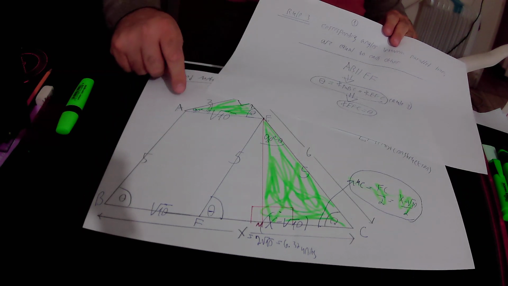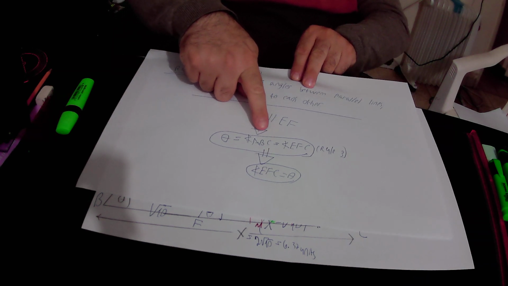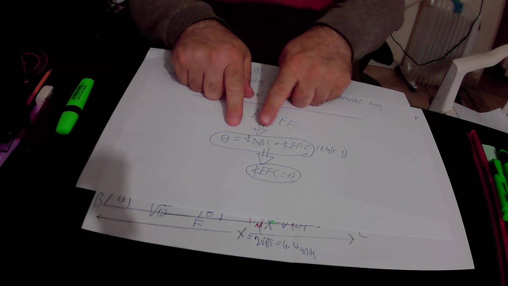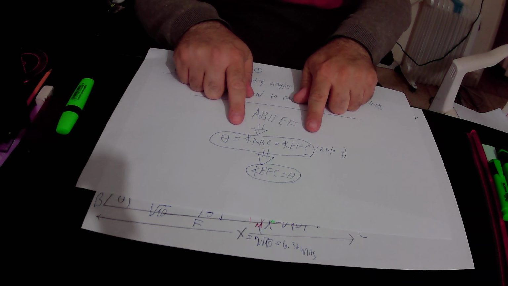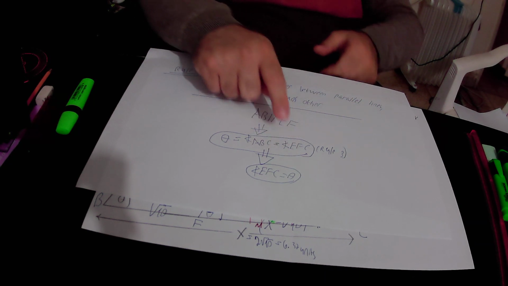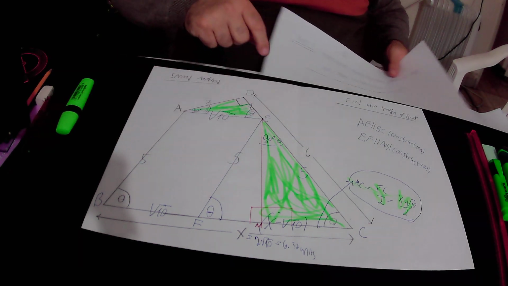But it is given in the question that angle ABC equals theta, so from the equation theta equals angle ABC equals angle EFC, we will derive that angle EFC is also equal to theta. So this angle is also equal to theta.